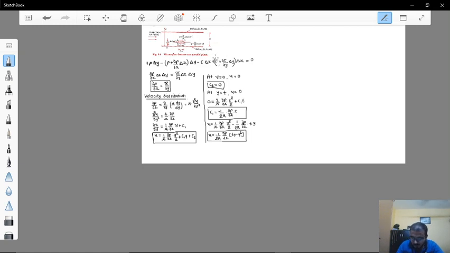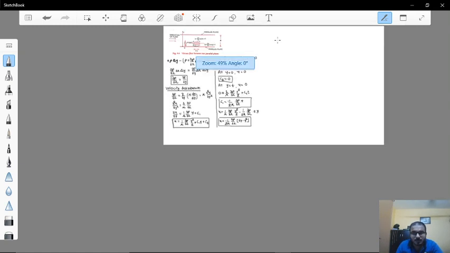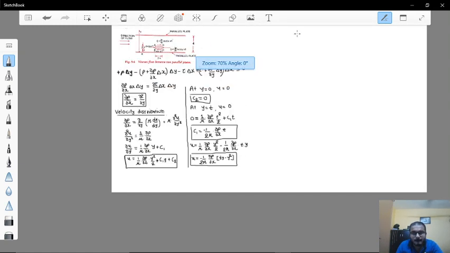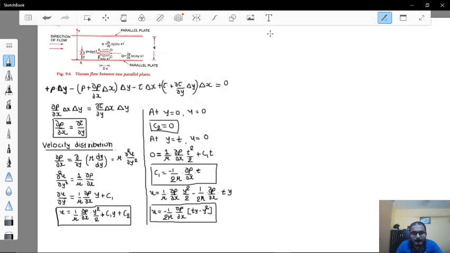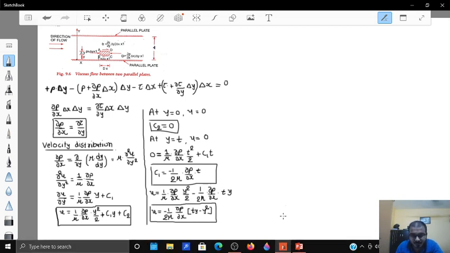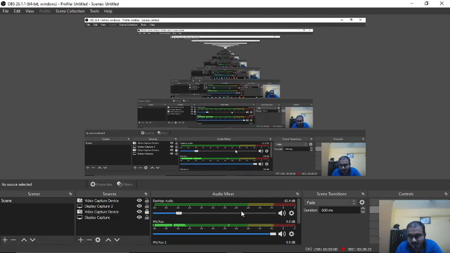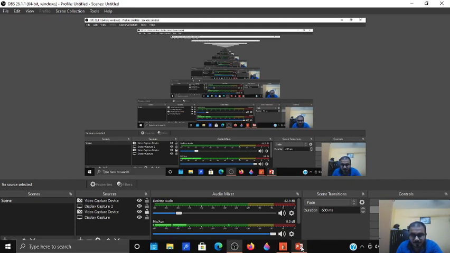Now we will see the shear stress distribution. Let me see if we have enough time. No, we will be continuing this topic into our next lecture.